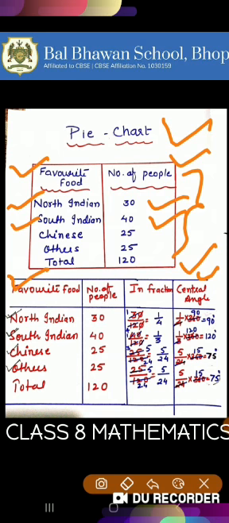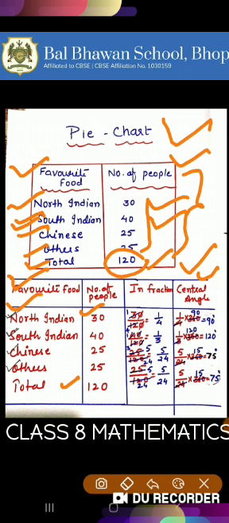Children, as you know, the first two columns are already given, means favorite food and number of people. Okay, and in this data, North Indian food, South Indian food, Chinese, others, and total is also given. But whenever the total is not given, first of all you have to find the total, means you have to find the sum of the numbers given. It is compulsory because without the total, you cannot find out the fraction and central angle. So here the total is already given, 120.